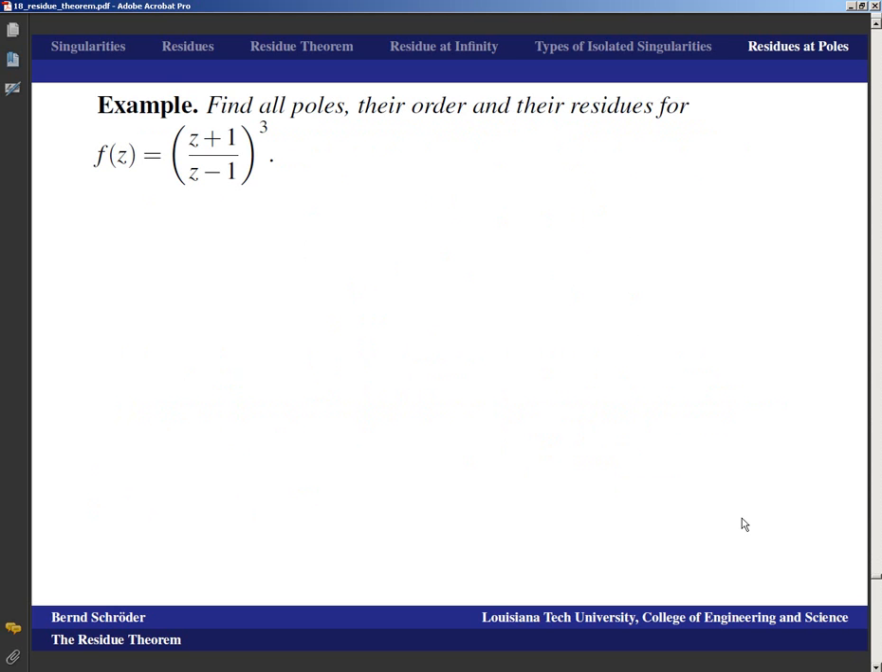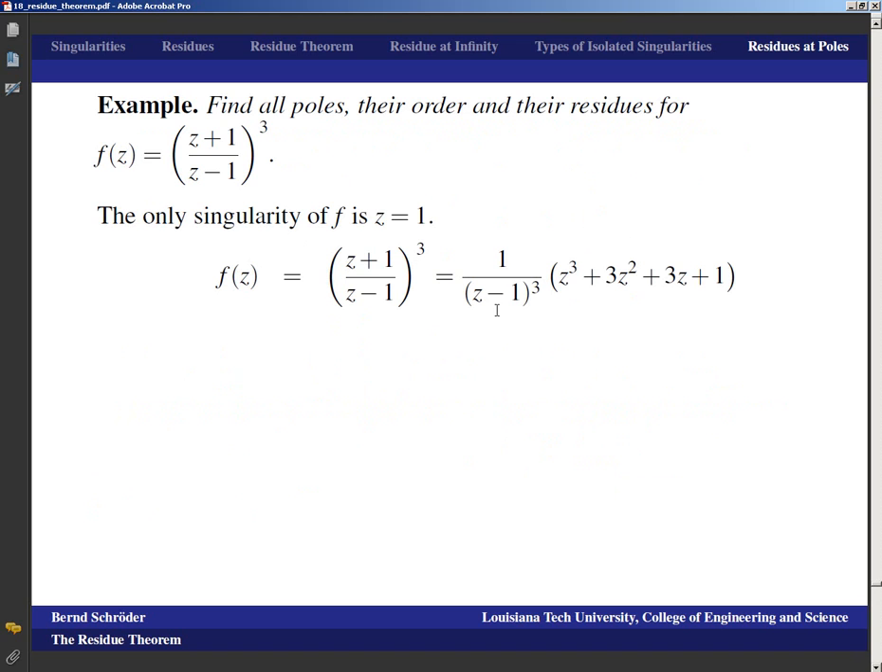Find all the poles, their order, and their residues for the function (z plus 1) cubed over (z minus 1) cubed. Well, the only singularity is z equals 1. And f of z is (z plus 1) cubed over (z minus 1) cubed, which can be written as 1 over (z minus 1) cubed times (z plus 1) cubed expanded to z cubed plus 3z squared plus 3z plus 1. That means that phi is z cubed plus 3z squared plus 3z plus 1, and m is equal to 3.